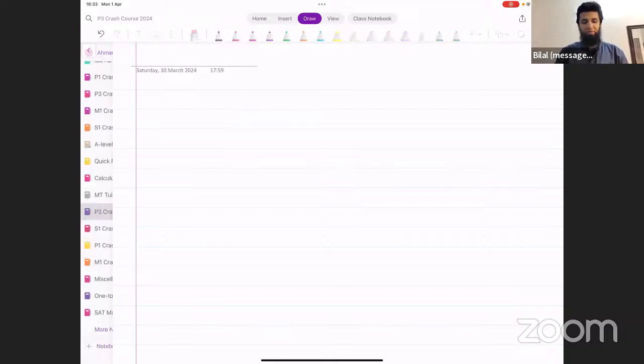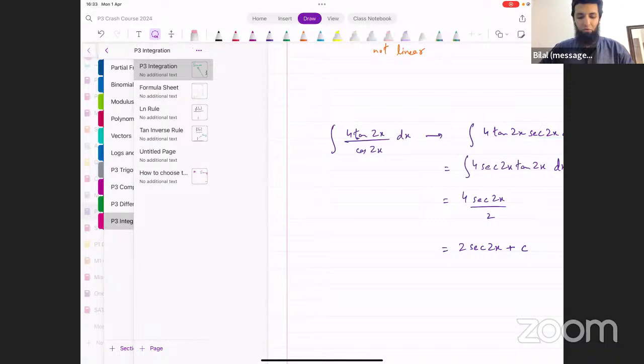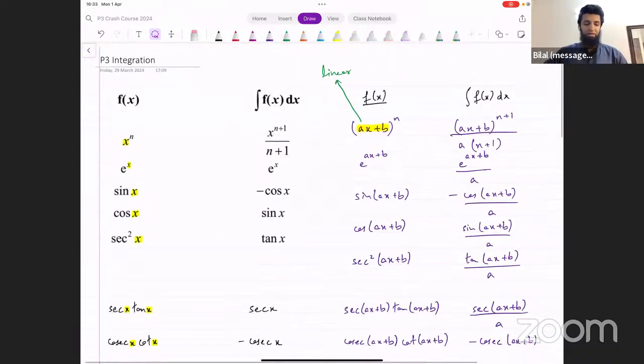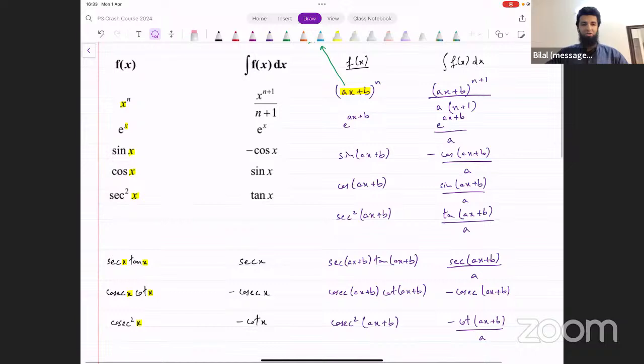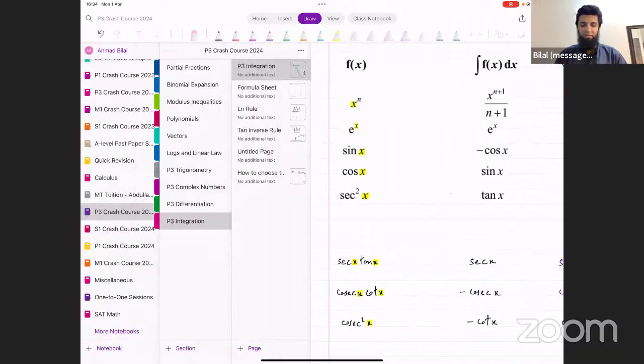In fact, let me just give you a brief overview of what we've done since we started integration. We started with these basic functions that you can integrate directly: x power n, e power x, sine x, cos x, secant square, and then also secant x tan x, cosecant x cot x, cosecant square x. These are functions that you should be able to integrate directly. If x is replaced with ax plus b, we know that we would just have to divide by the derivative of that, which is a, and then this rule applies as it is.